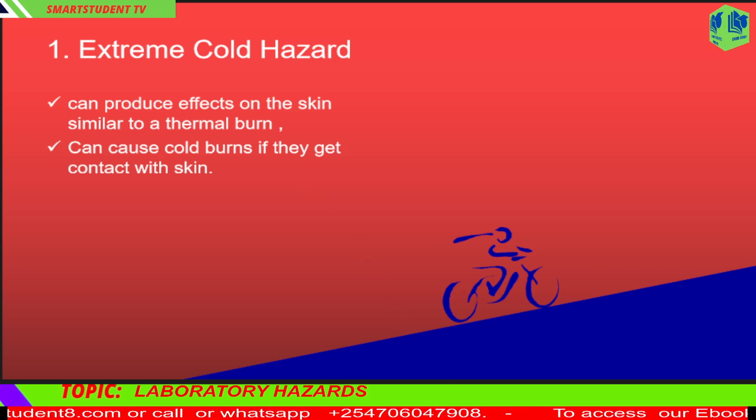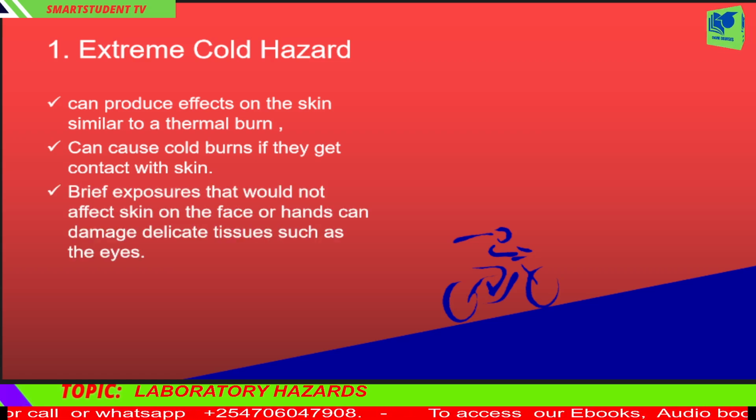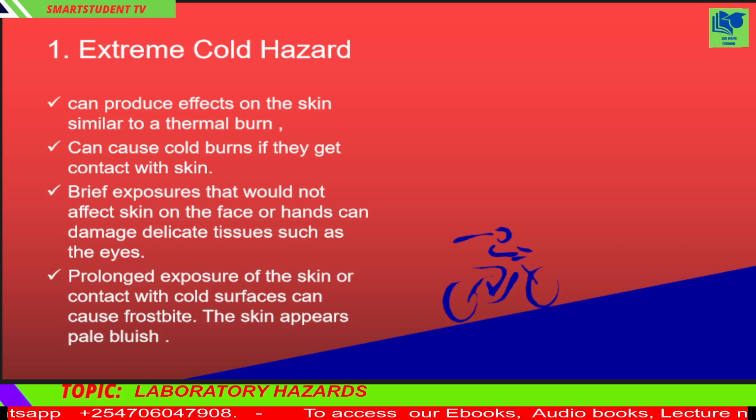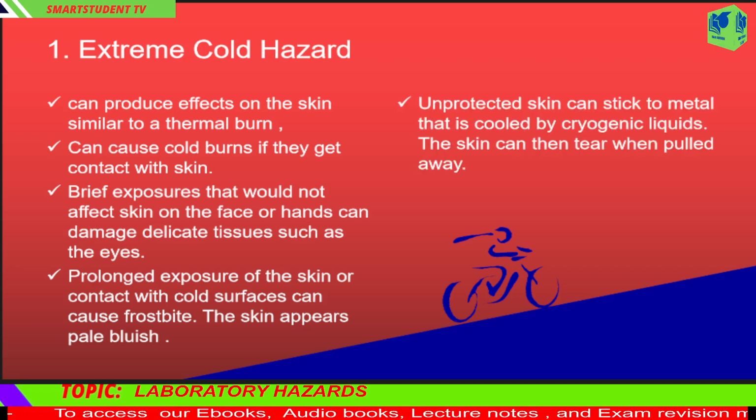Brief exposures that would not affect skin on the face or hands can damage delicate tissues such as the eyes. Prolonged exposure of the skin or contact with cold surfaces can cause frostbite. The skin appears pale bluish due to poor circulation. There is no initial pain, but there is intense pain when frozen tissue thaws.